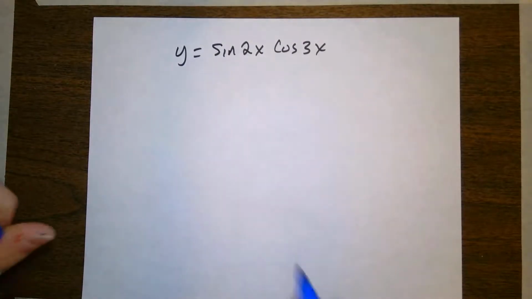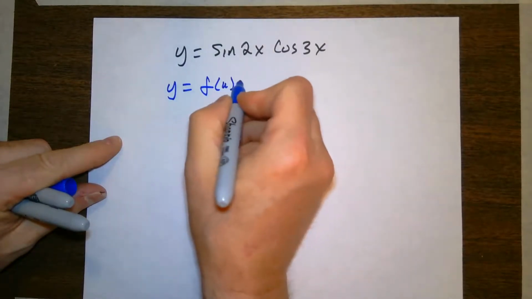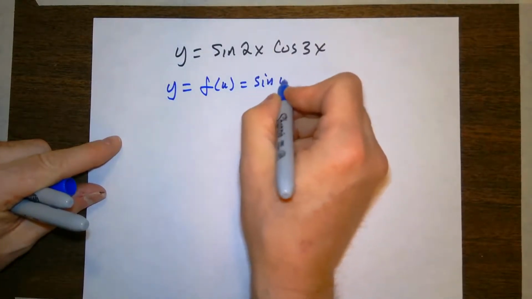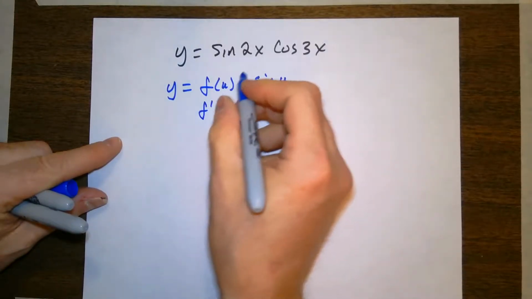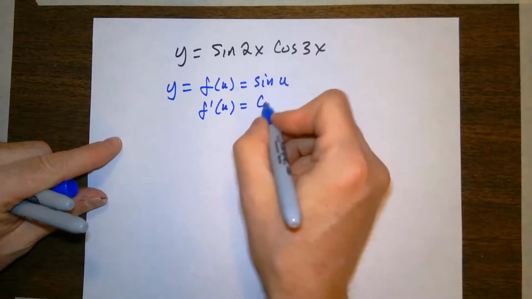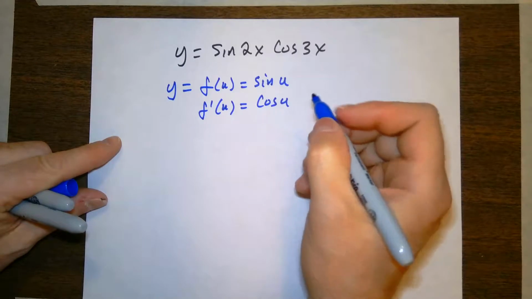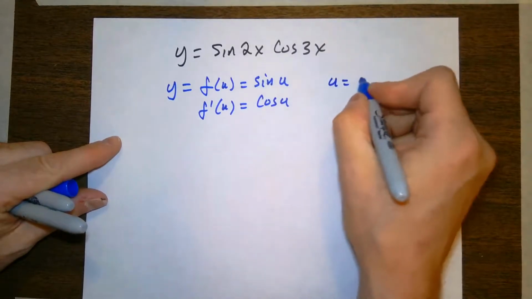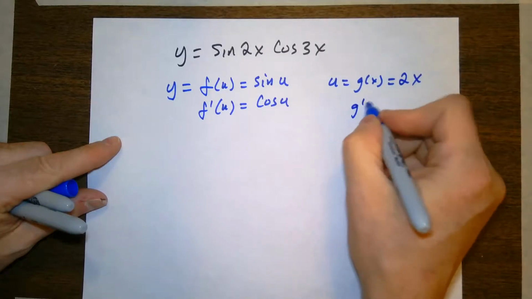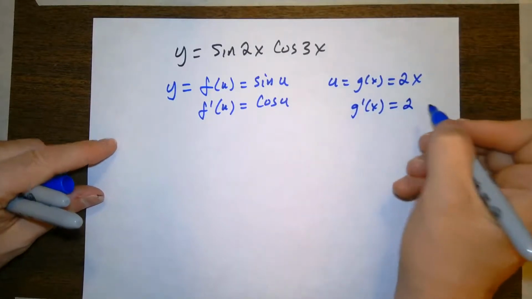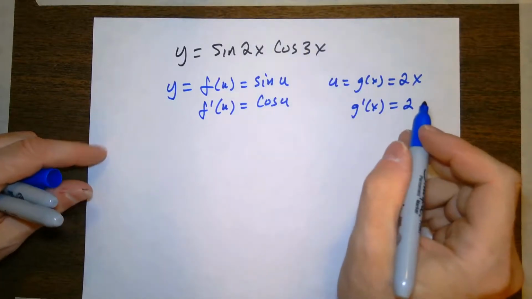All right, so if I think about it like this, y equals some function in u. That's going to be my sine of u. And the derivative of the outside bit of the sine is going to be the cosine of u. My u, think about it as a g of x, is going to be 2x, and the derivative is going to be 2. But notice I've got this cosine 3x over here as well.